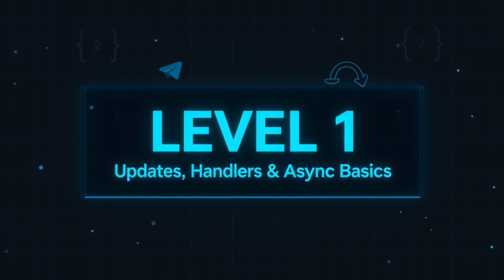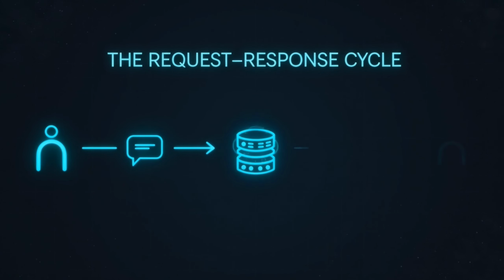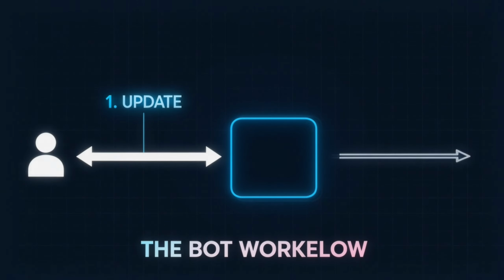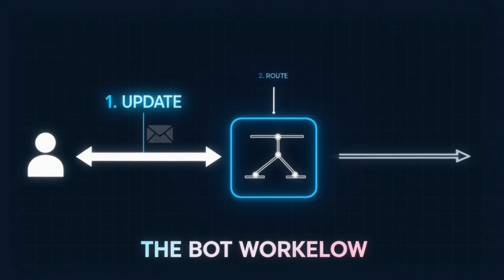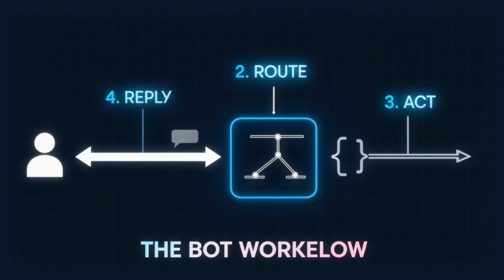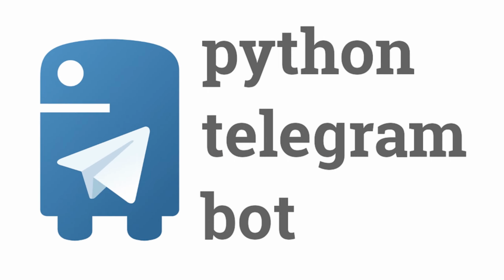Welcome to Level 1. Right now, we have a main.py file holding our token that currently does absolutely nothing. Our goal today is to establish the request-response cycle. You see, a bot is really just a server. It sits there, waiting. When a user messages it, it needs to receive the message, the update, decide what to do with it, the routing, execute the logic, the handler, and reply to the user, the response. We're going to implement this cycle using the python-telegram-bot library.